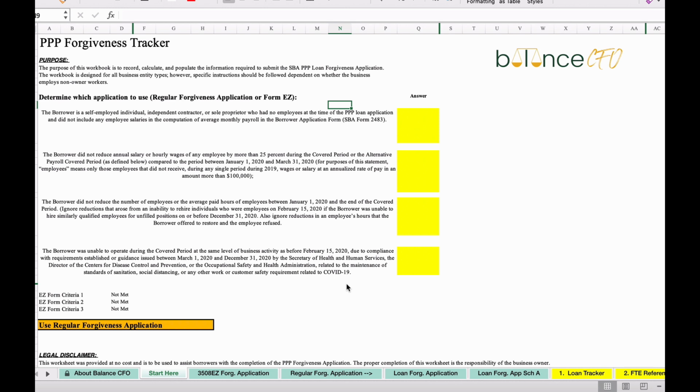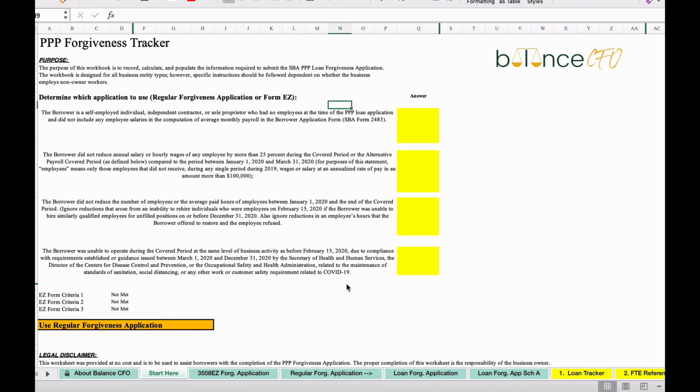Now, when you jump into this, you are going to go to the Start Here tab. And the Start Here tab is obvious, right? We want to start here. So it's really where you're going to determine which application you need to use to apply for forgiveness, okay? In this one, you're going to answer 4 different questions, and these 4 questions are really the basis for whether you can apply using the EZ form. We all want to try to target being able to use the EZ form to apply, okay?